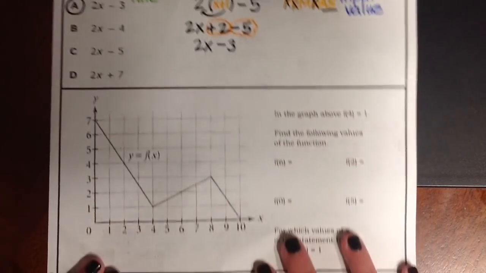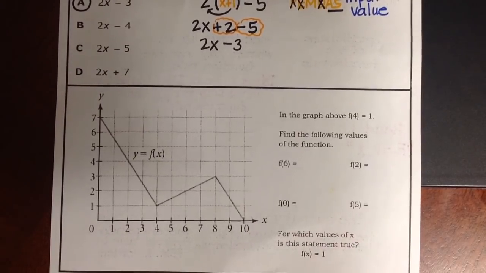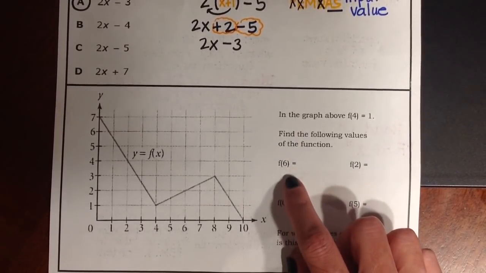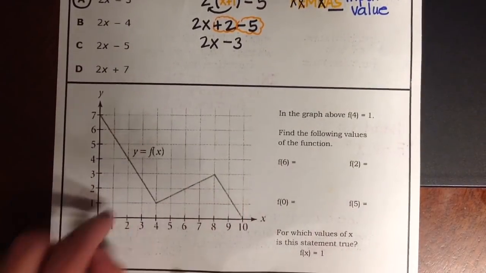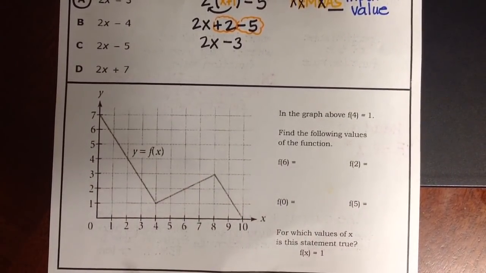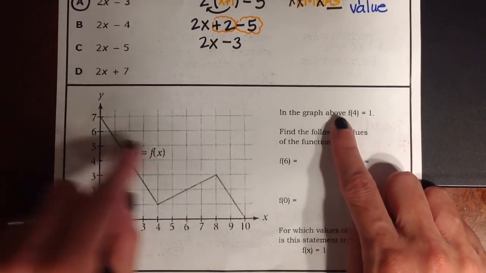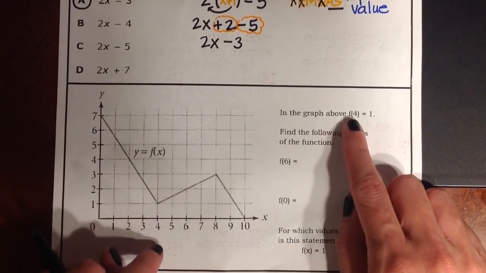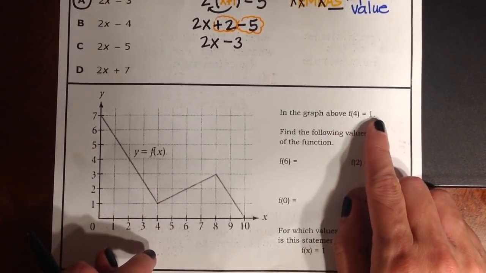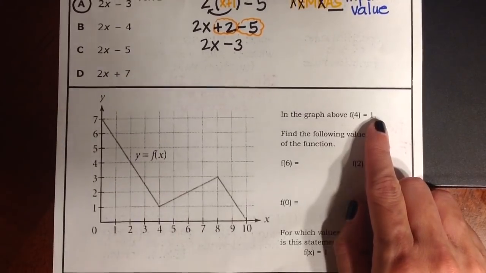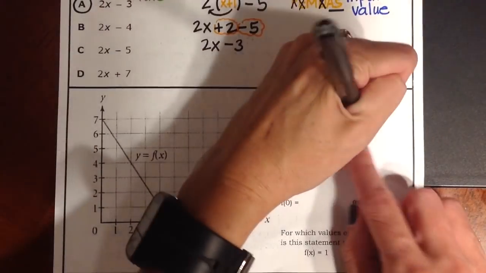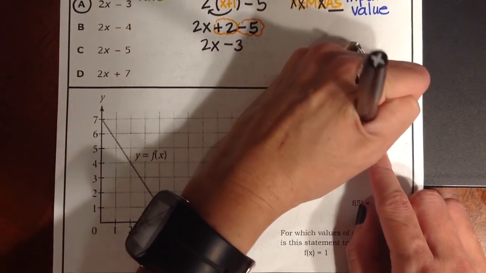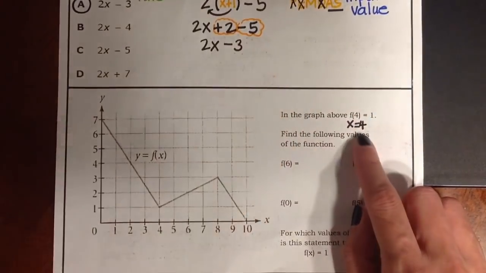Next, we're going to look at how I read and figure out function notation when they just give me a graph. I no longer have a rule, and now I'm reading it off a graph picture. It says in the graph above, which is really beside, f of 4 equals 1. If you remember, your inputs come inside the parentheses. They are telling you here that x equals 4.